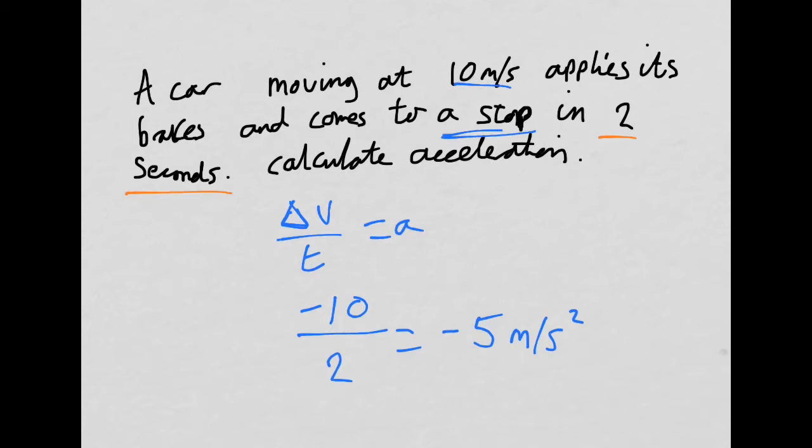What does it imply if you've got a minus sign in acceleration? Remember, if it's got a negative sign, it's decelerating. A negative acceleration is slowing down. So in this case, it's slowing down, which makes sense because it's applied its brakes.